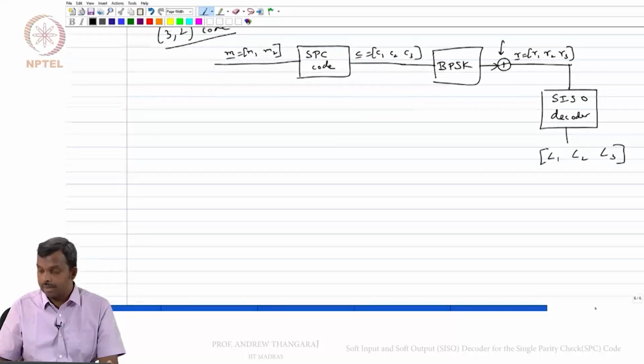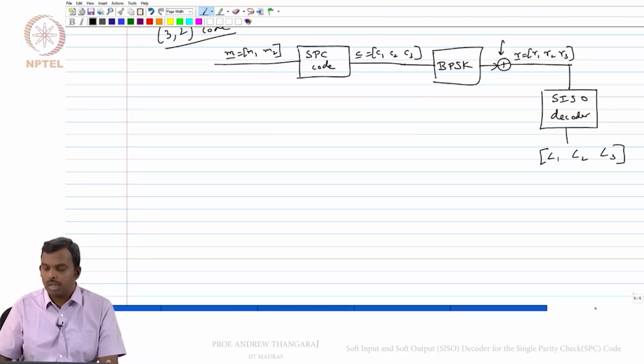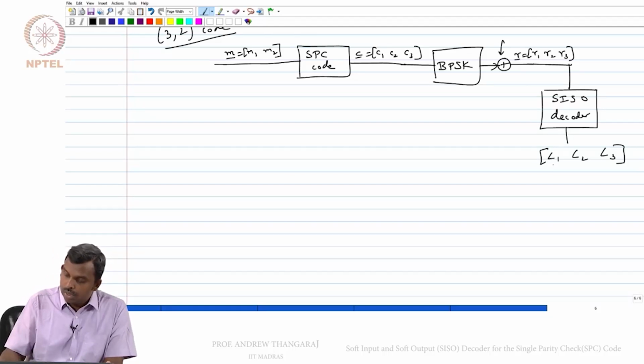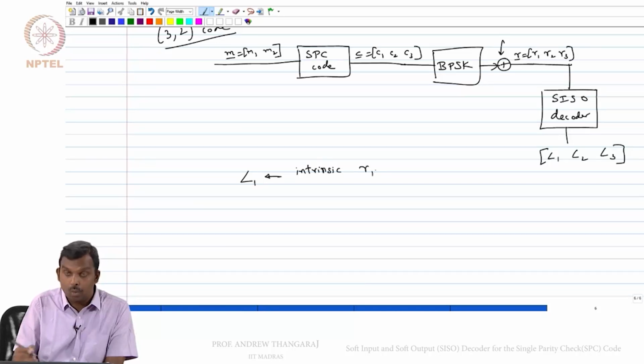So this is something interesting. One can look at what the single parity check code means and all that. I'll talk about it as we derive this. To think about this, let's look at L1. How do we compute L1? L1 is going to have an intrinsic part, which is just R1. It's going to be proportional to R1. We know that. And what about the extrinsic?